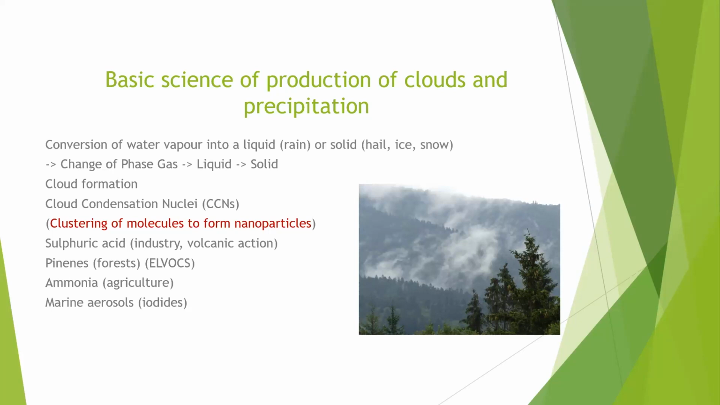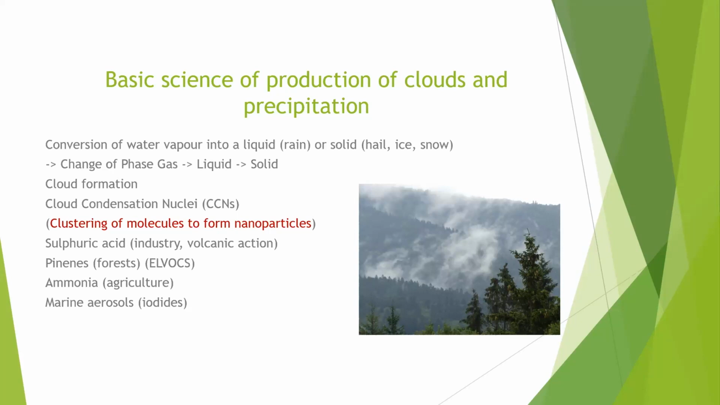One is called pinenes, which are large oxygenated hydrocarbon molecules. We call them LVOCs, which is extra low volatile organic carbons. And these are emitted by trees and forests. And in fact, in the photograph here is a picture I took from the balcony of my parents-in-law's apartment in Romania, overlooking a forest. And you can see the clouds arising out of the forest.